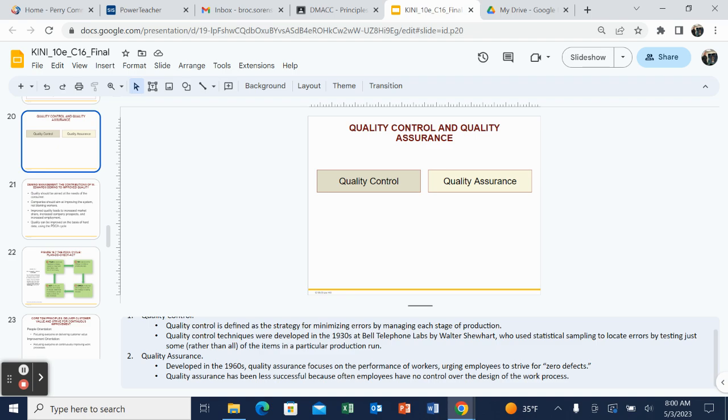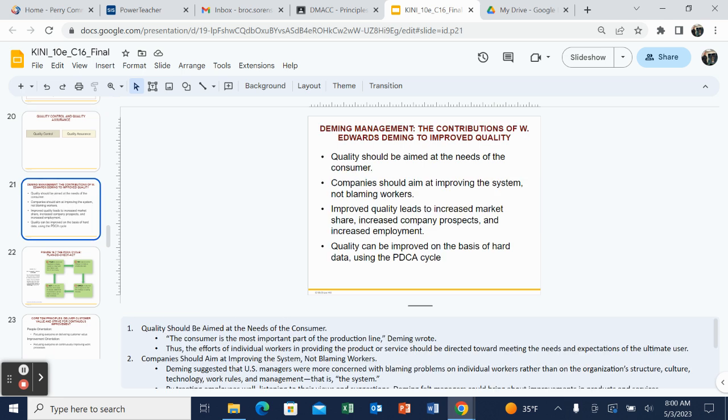So both sort of have their place within industry. I'll tell you, quality control is probably a little bit easier to achieve rather than quality assurance. Again, that idea of zero defects.